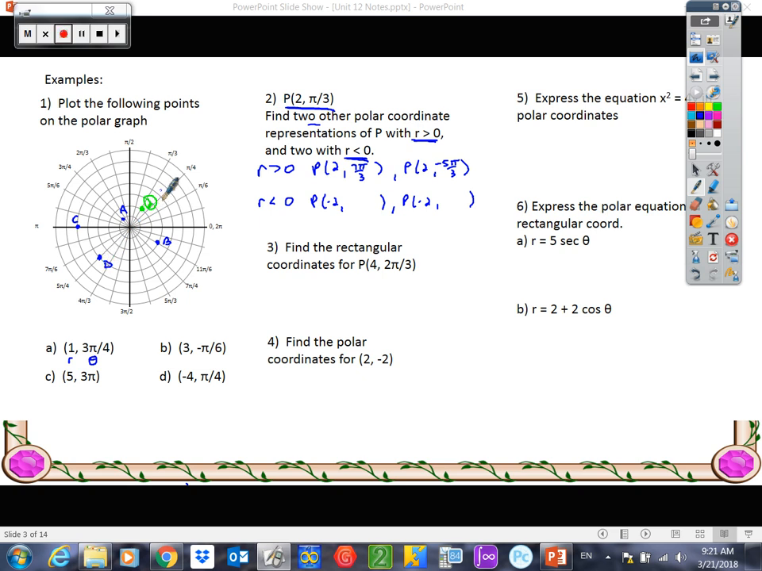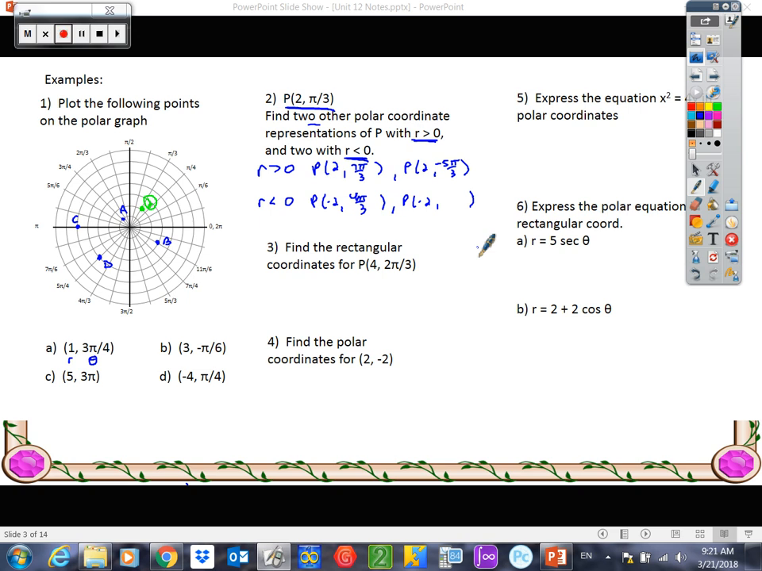So I just need to follow this down and see, or I guess you could just add pi to it because they're just pi spaces apart. And that would put me at 4 pi over 3. Okay, so that's what's going to give me that location, negative 2, 4 pi over 3.